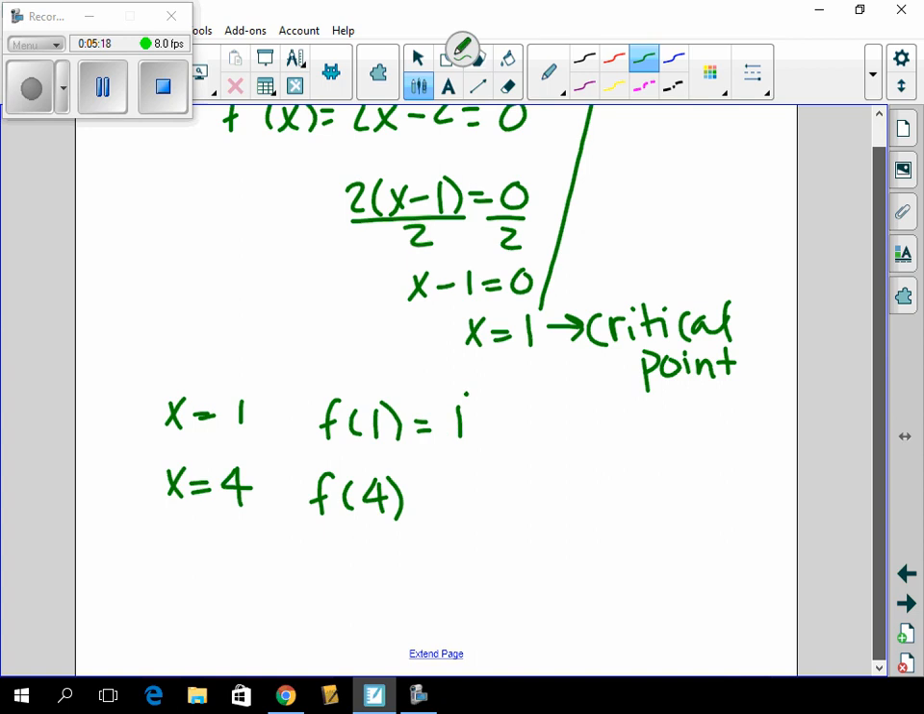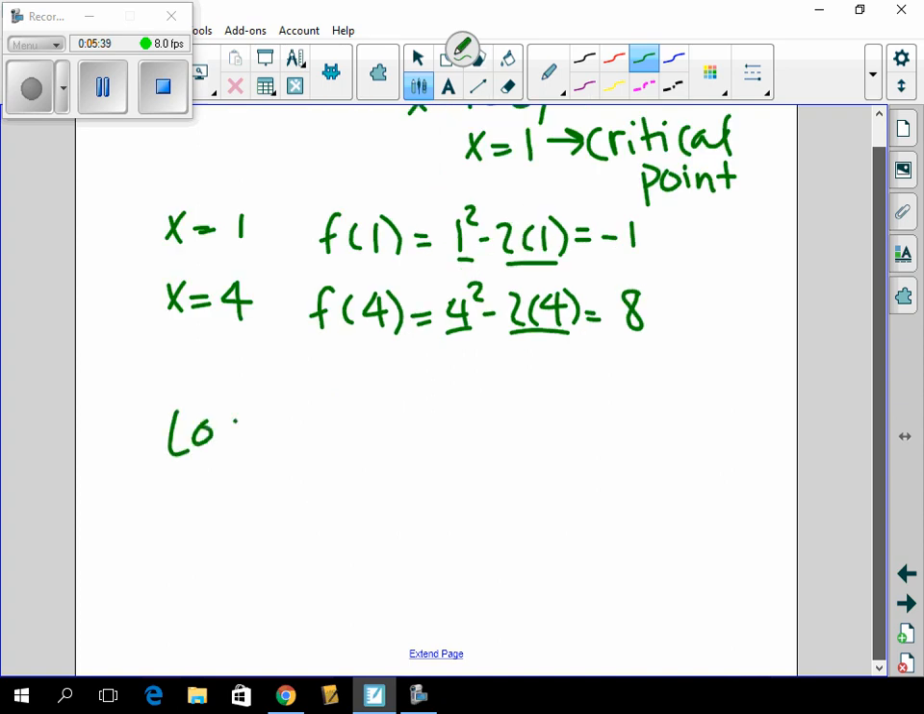So I should get 1 squared minus 2 times 1, 4 squared minus 2 times 4. Again, just back into the original function. So this is 1 minus 2, so that should be negative 1, and then this is 16 minus 8, so that is 8.